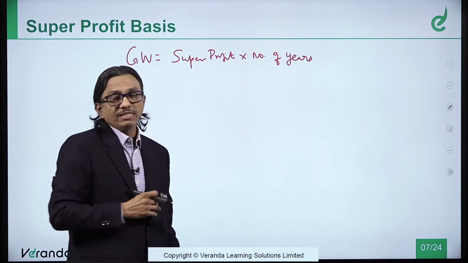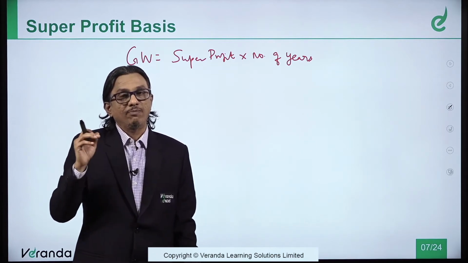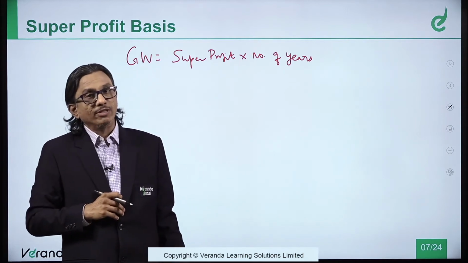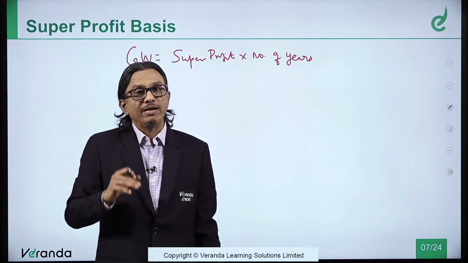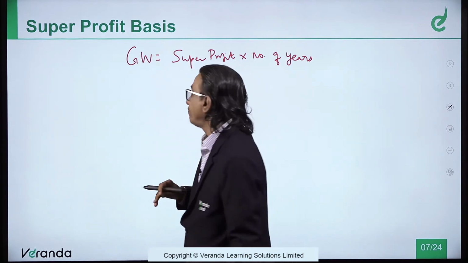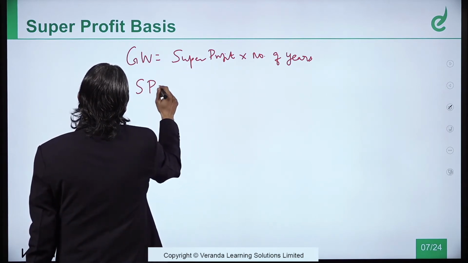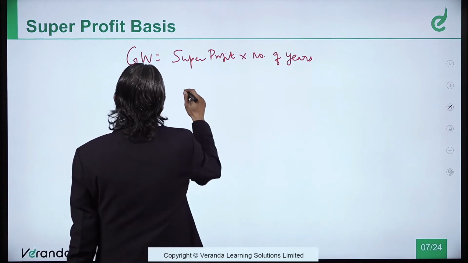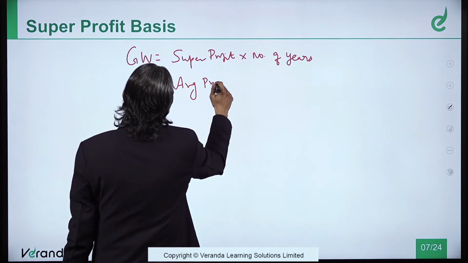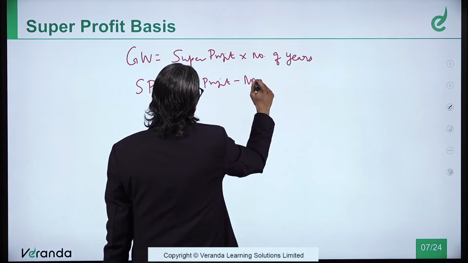So, the difference between this and that method is what? In the average method, you multiply average profit by number of years. In super profit method, you multiply super profit by number of years. That means you have to calculate the super profit first. How to calculate super profit? Super profit is equal to average profit minus normal profit.